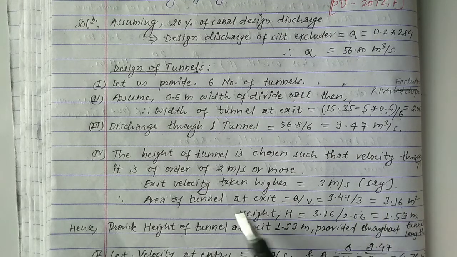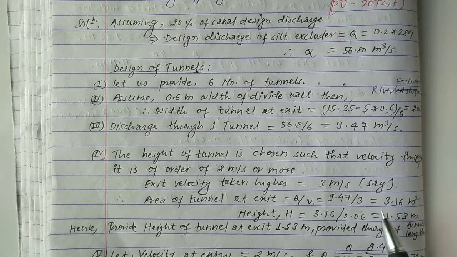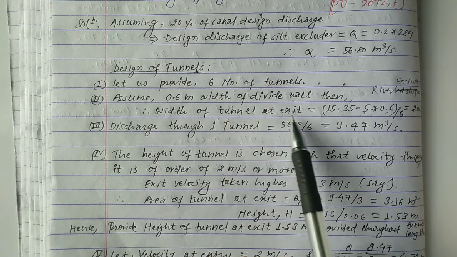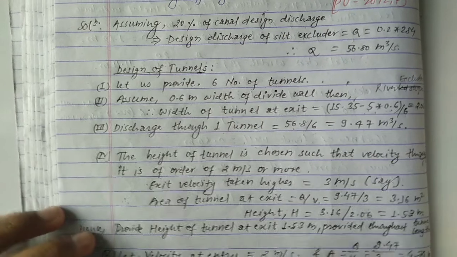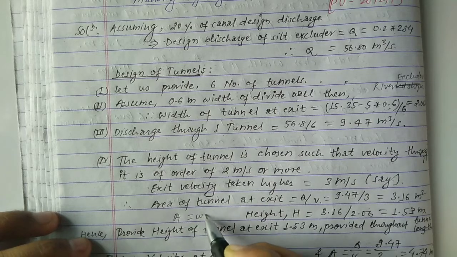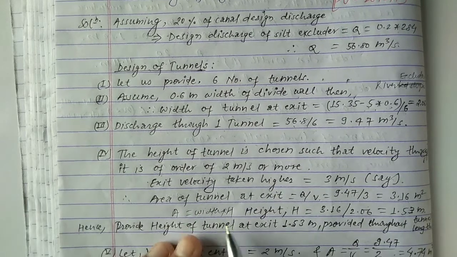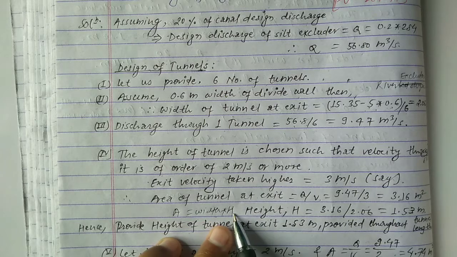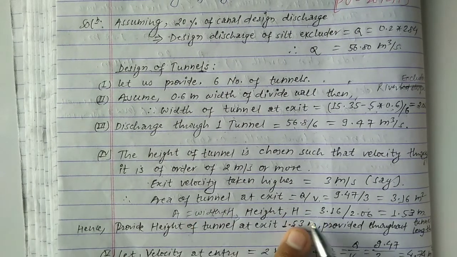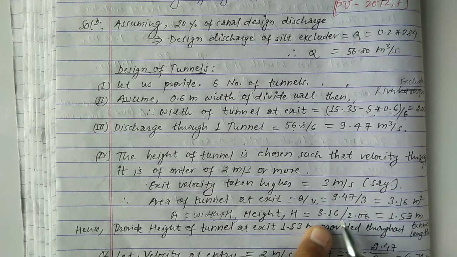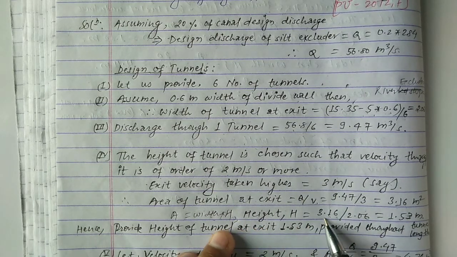The width of tunnel is also already known, that is 2.06 meter. Whenever the area and the width are known, area equals width into height. With the help of this formula we can simply calculate the value of h, which is area divided by width. The area is already calculated, that is 3.16, and we have to divide this value by the width.